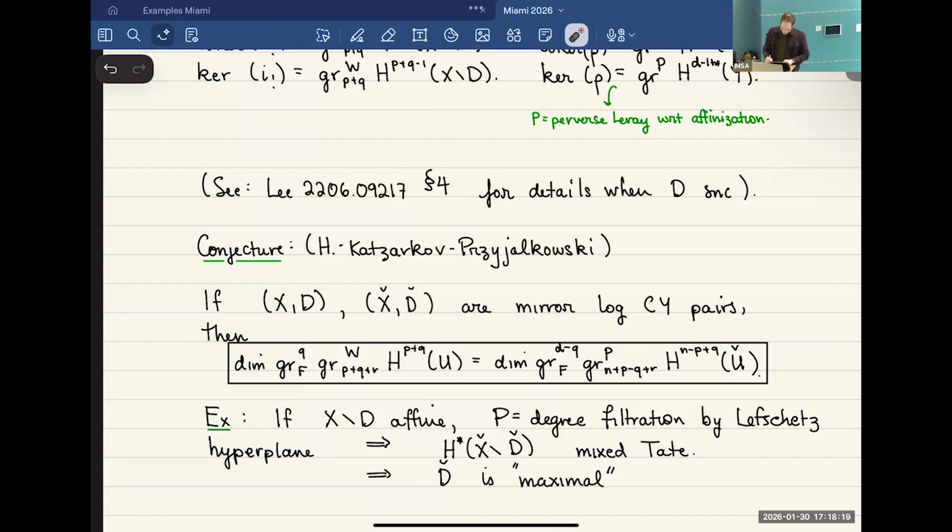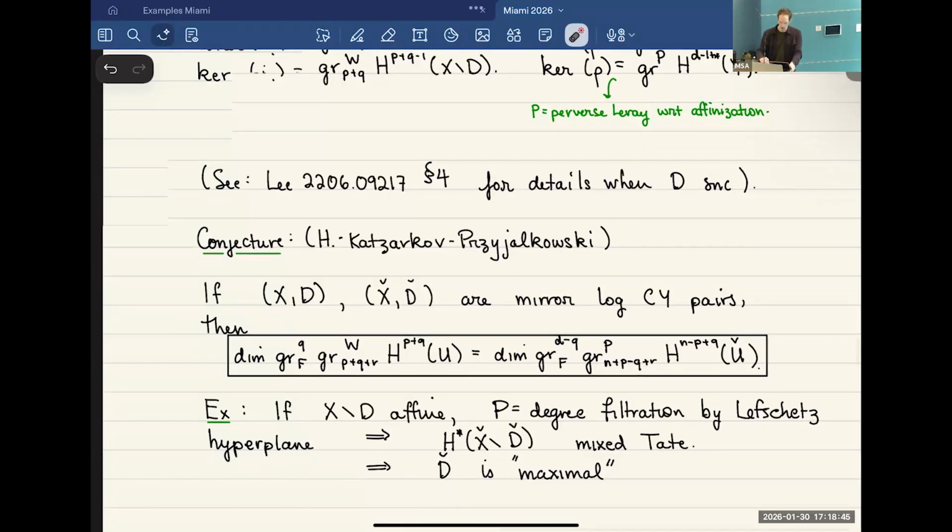Then tracing this through, what this says is that the cohomology of the original object is mixed Tate. And this implies that the boundary divisor is maximal. So there's a point at the intersection of different divisors in here. Right, so I think this is something that's well understood to hold in mirror symmetry, and this is a consequence of this conjecture.